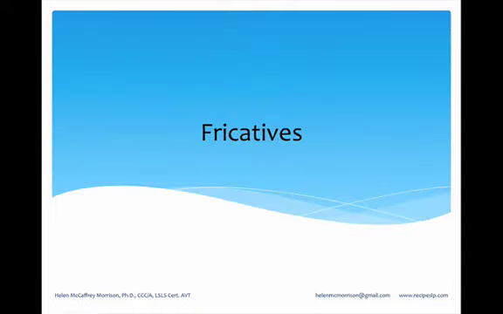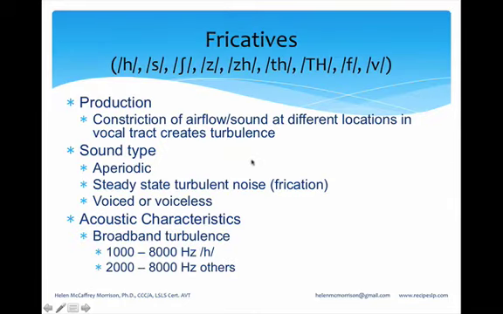Let's talk about fricatives. Fricatives are produced by a constriction of airflow at different locations in the vocal tract to create a turbulence, what we call frication. The sound type is aperiodic. Fricatives are steady state. That turbulent noise doesn't change remarkably over the course of production of the fricative. Fricatives can be voiced or voiceless.